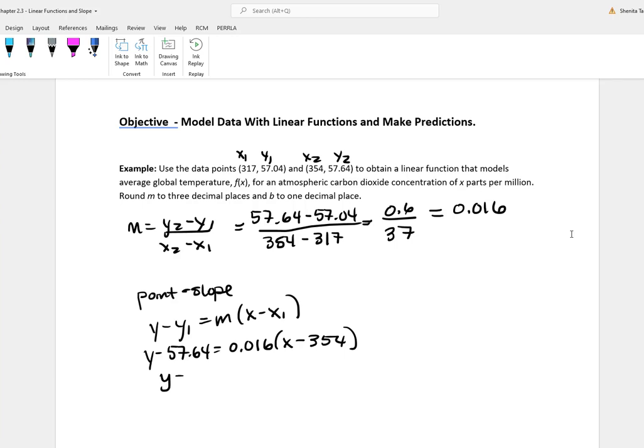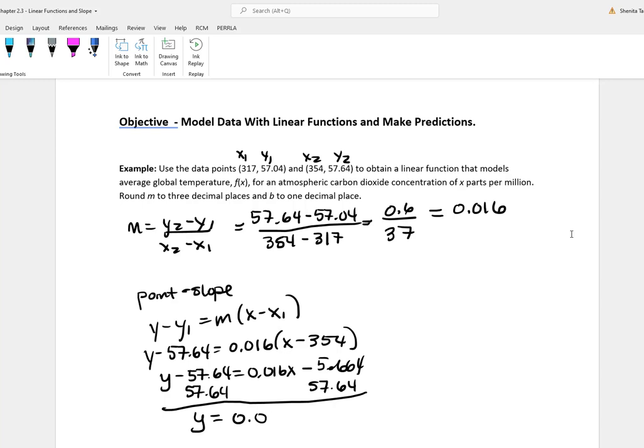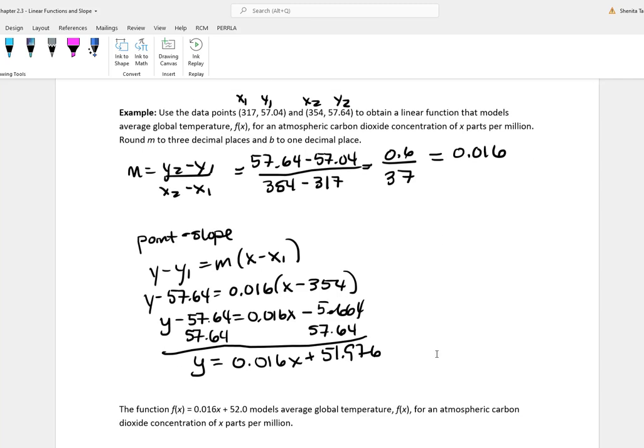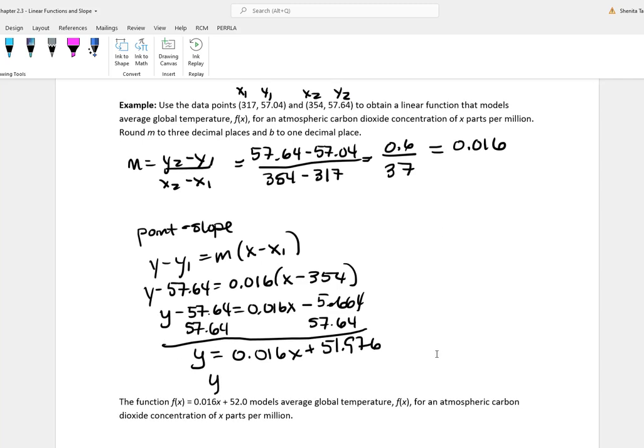Let's go ahead and multiply out this right side. When I multiply it out, I get negative 5.664. Now I'm going to add 57.64 to both sides. I get y is equal to 0.016x plus 51.976. It did say round to 1 decimal place for the b, for the y-intercept. So I'm just going to round this to 52.0.